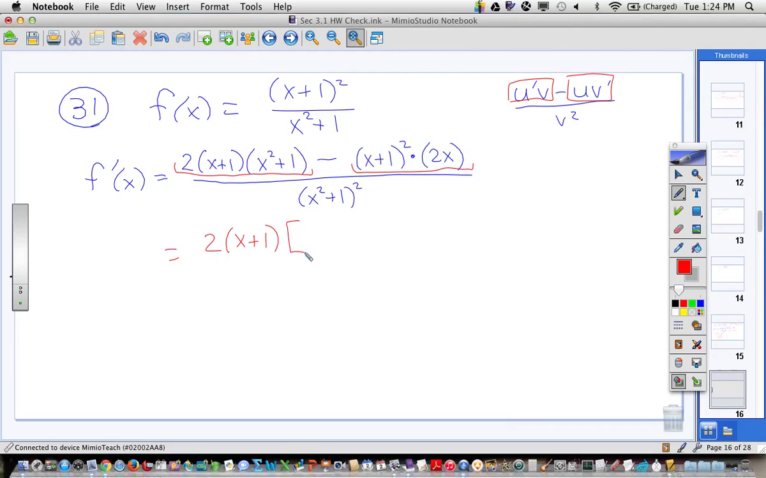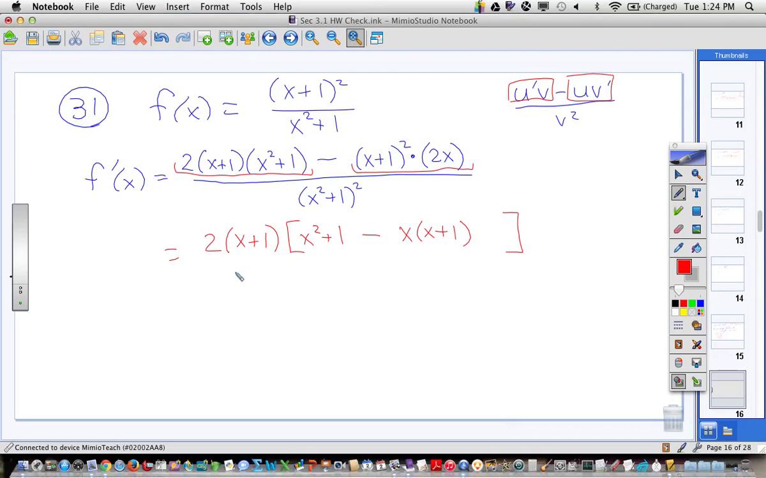So now I'm going to put square brackets, parentheses would be fine, but I'm going to have a bunch of stuff left, so a lot of times we use that. Doesn't matter, parentheses would be okay. So if I take out a 2 and an x plus 1, that's going to leave me an x squared plus 1. Don't really need parentheses there because it's not going to times anything, so that's fine. Then I got my minus sign, and what do I have left here? An x plus 1 and an x. So an x and an x plus 1, right?